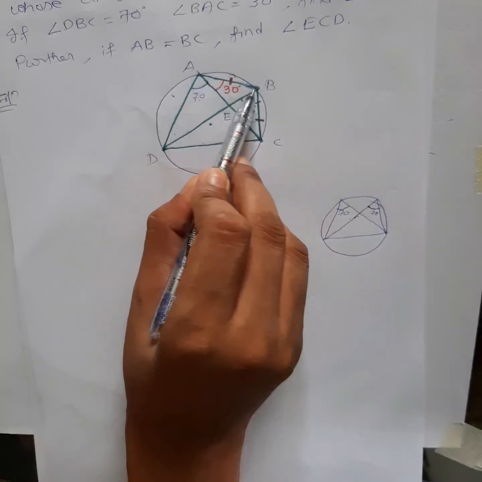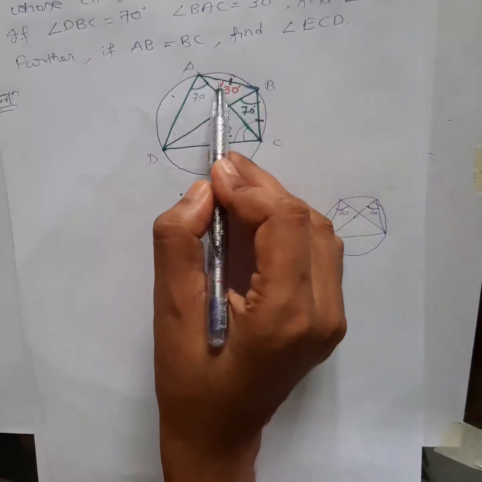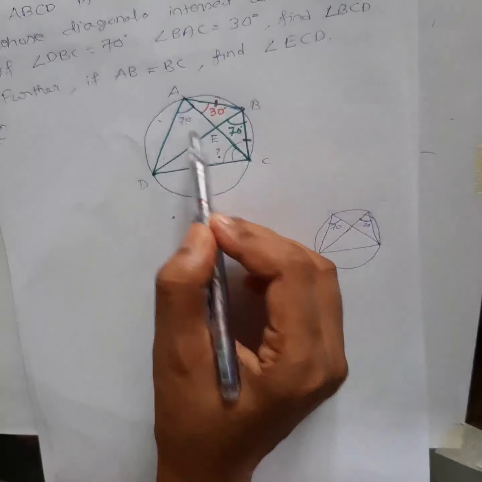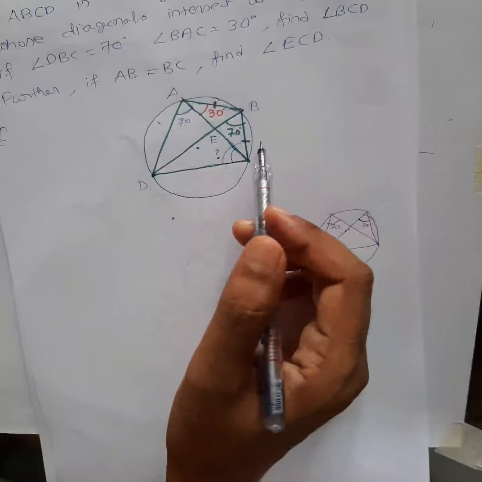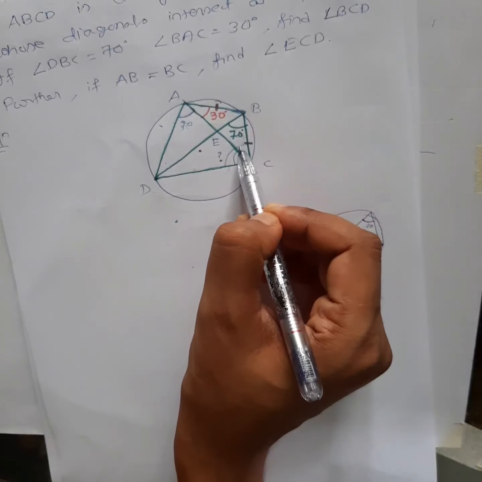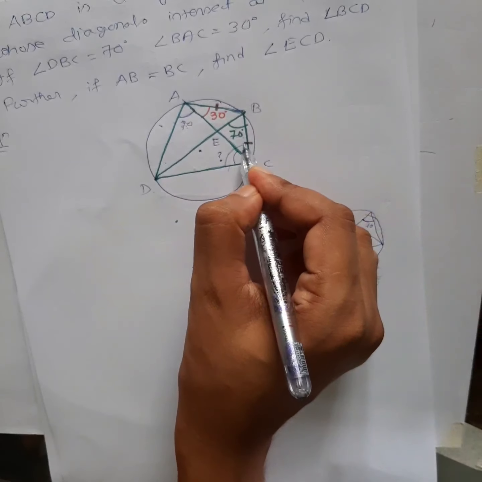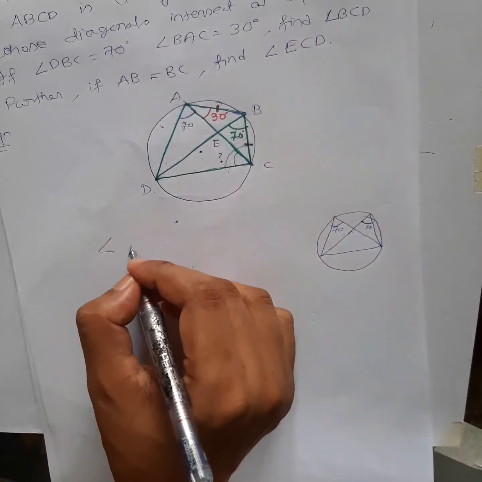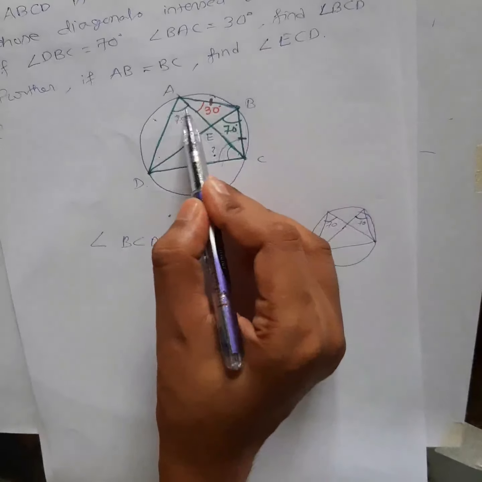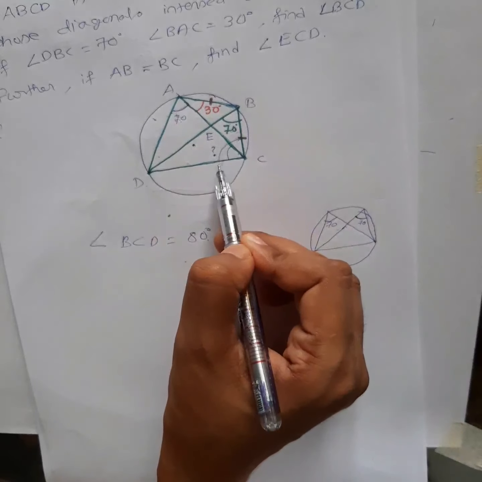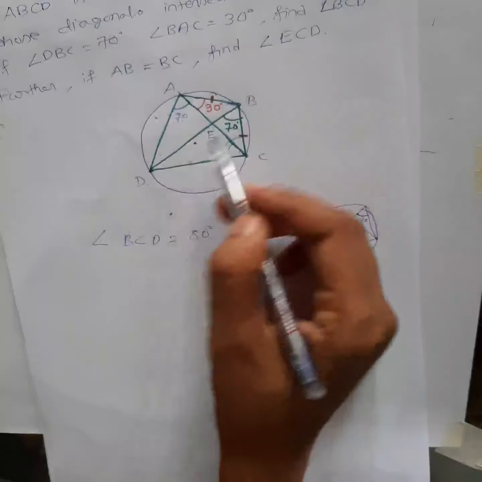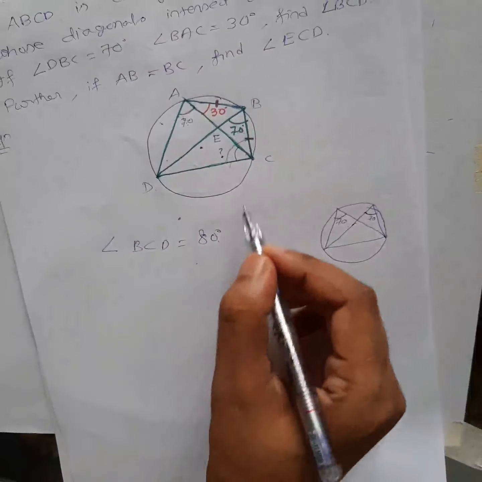Now see, this is a cyclic quadrilateral, right? In a cyclic quadrilateral we know that a pair of opposite angles are always supplementary, means this angle plus this angle must be 180 degrees, right? So if this 70 plus 30, that is 100 degrees, then this will be how much? Obviously 80, okay? So angle BCD is equal to how much? 80 degrees. Very simple question, right? This plus this is 180 degrees, that's why this is 100, so it should be 80 degrees. So angle BCD we already got. Very simple one, okay?